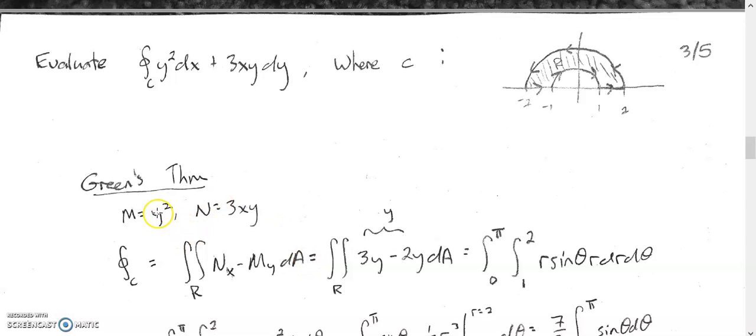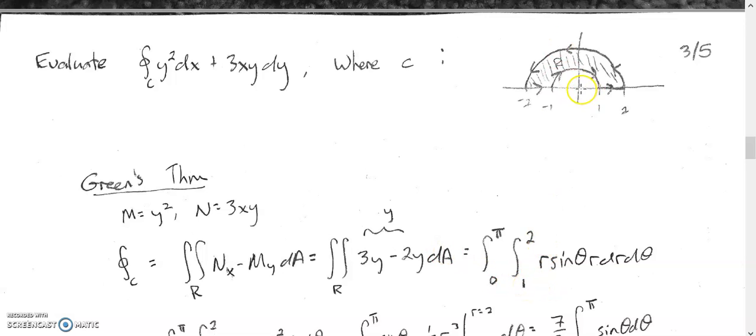So n sub x is 3y. m sub y is 2y. So when I calculate the curl, I get 3y minus 2y, which is just y. I left the r and the dA just because it's more simple to do that at this point. From there, I'm going to recognize that I want to go into polar. This y gets replaced by r sine theta. And then my dA is r dr d theta.